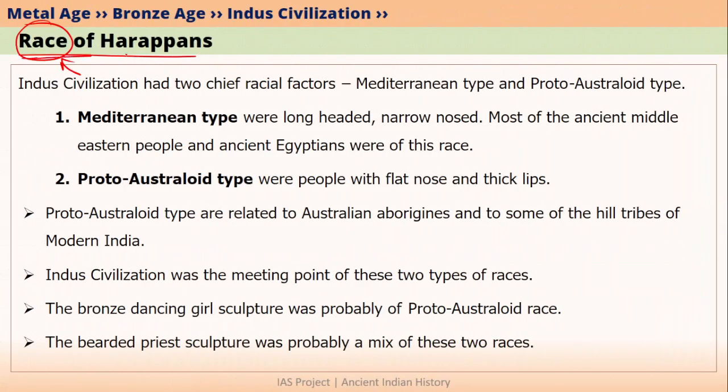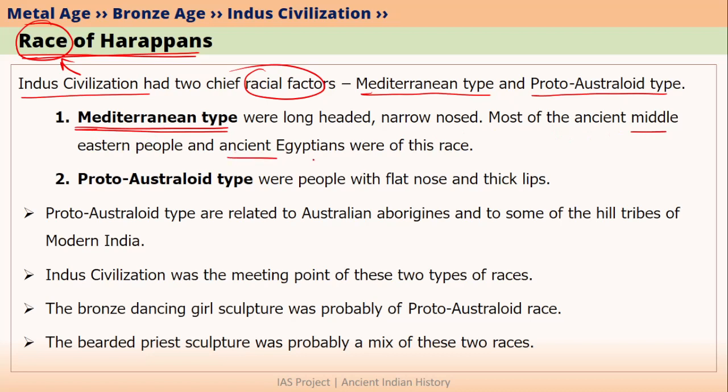Okay, let's go back to race of the Harappans. Indus civilization people mainly had 2 racial factors. What were those 2? One was the Mediterranean type and the other was the Proto-Australoid type. Mediterranean, as the name suggests, these kind of people were mainly towards the western side of India, that is in the Middle East as well as in ancient Egypt. If we talk about Proto-Australoid people, these people were mainly towards the east of India as well as southeast.